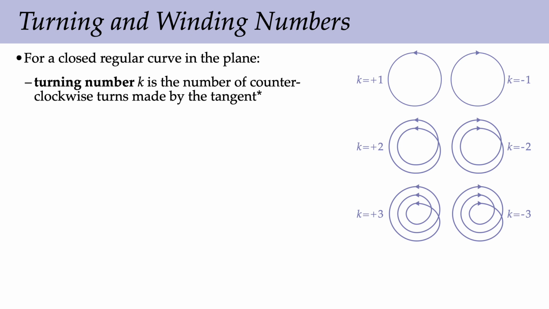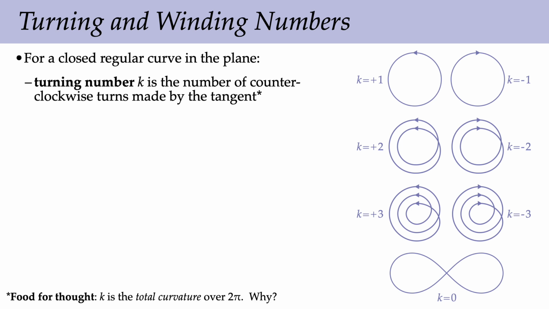So here is a curve with turning number 0. Why is it turning number 0? Well, just think about sliding a tangent along this curve. How many turns does it make? Can you visualize that, or can you draw that in some way? A nice exercise.